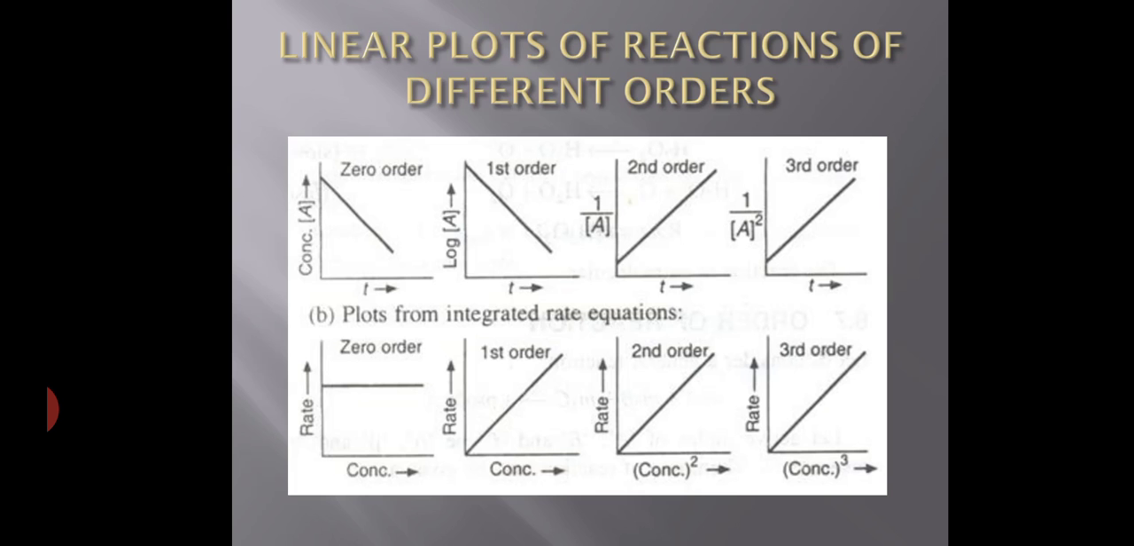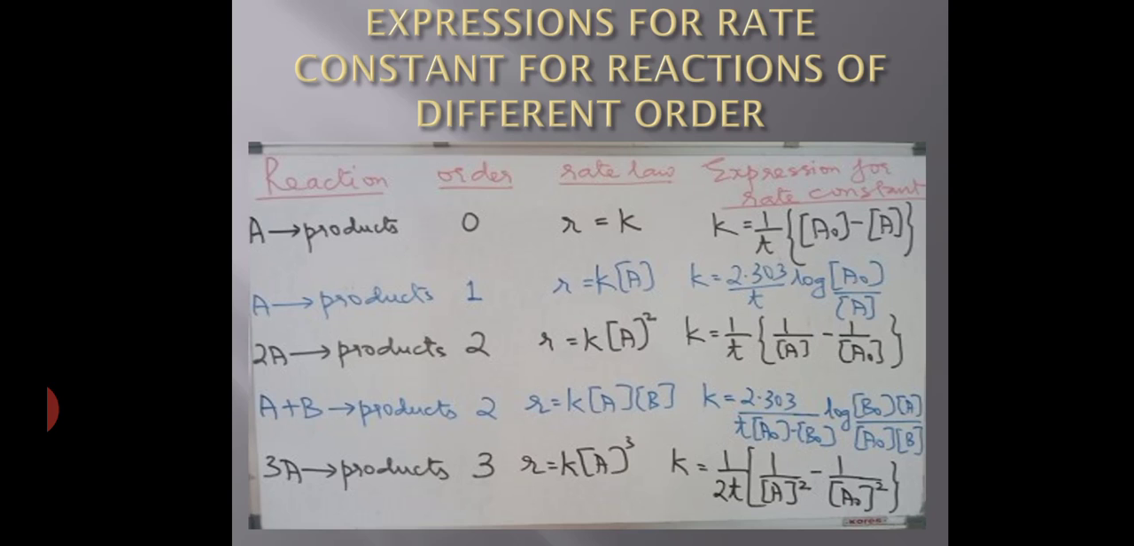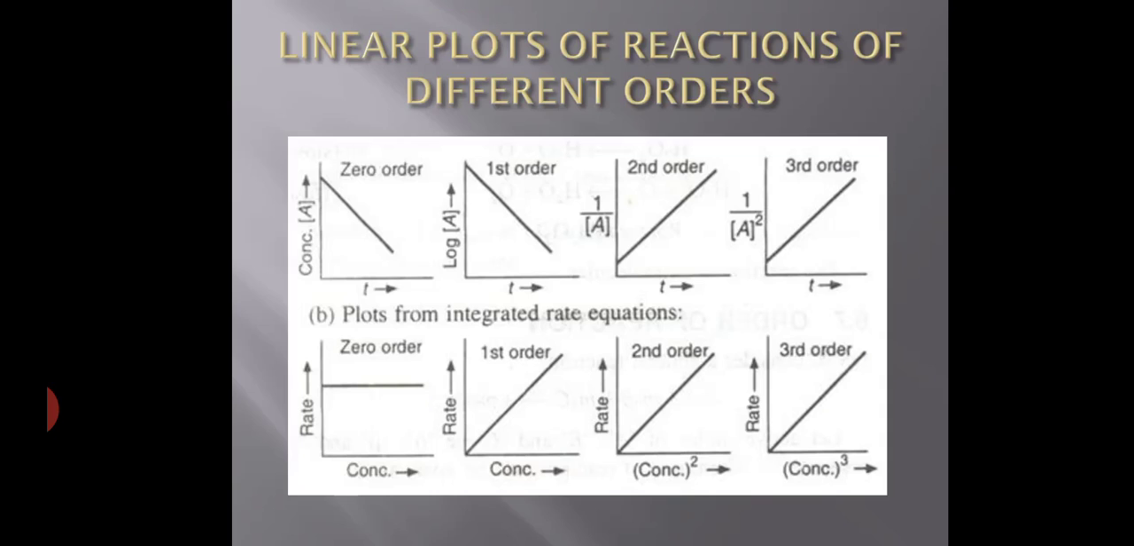Next, we have some linear plots of reactions of different order. You just have to remember this particular thing. For the zero order, the slope is negative, and in the first order also the slope is negative. As I told you the formula, K is equal to 1 by t into A naught minus A. If you relate it with y is equal to mx plus c, you will find the slope is negative. Same thing for the first order.